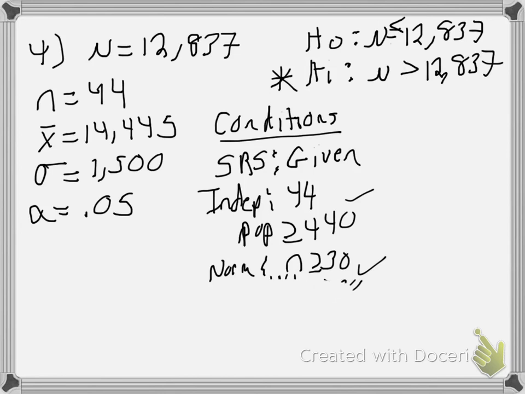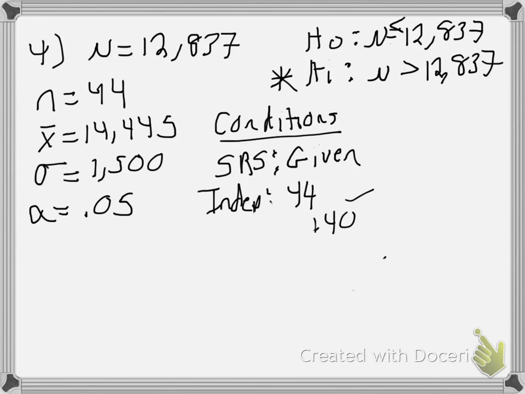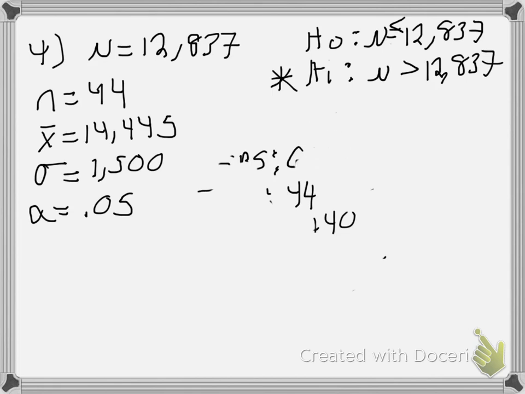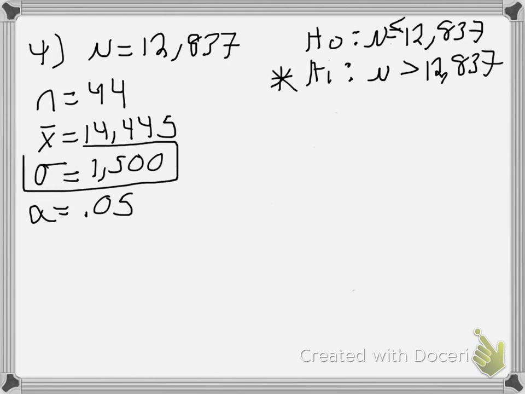All right, so I'm going to erase the conditions part because I want to get to the problem part. And I'm going to do the conditions for all 4 of these problems. I'm going to do all 4 of these problems on this video, and that's all we're doing today. Now, first step, H0 and H1. We've already done that. H0 is mu is less than or equal to 12,837. H1, mu is greater than 12,837.